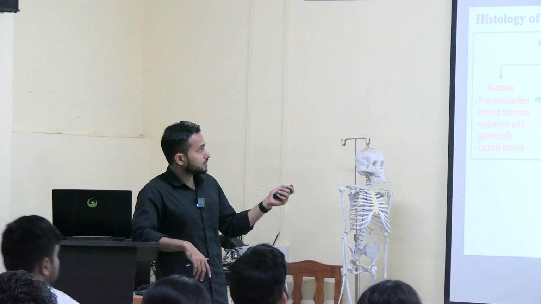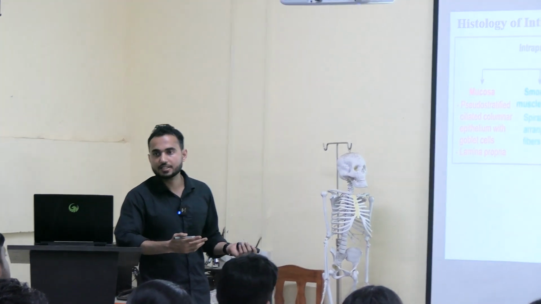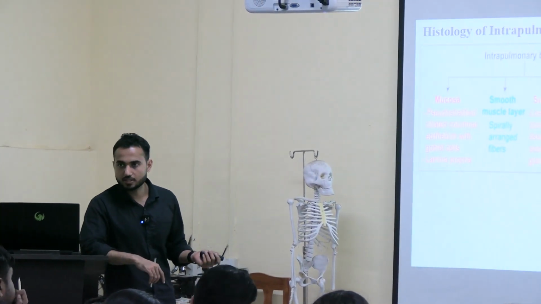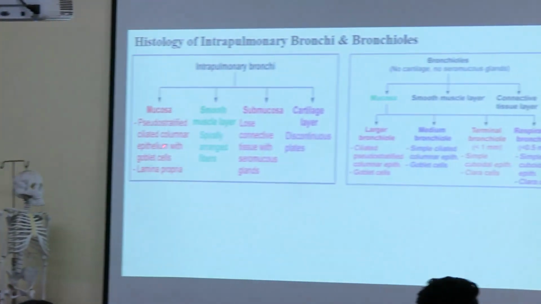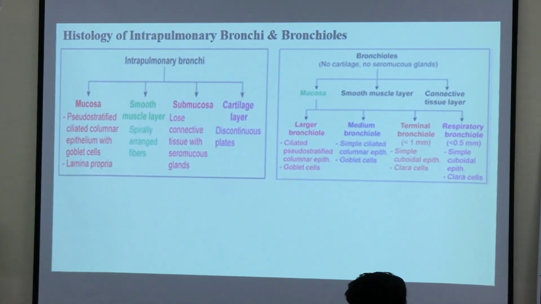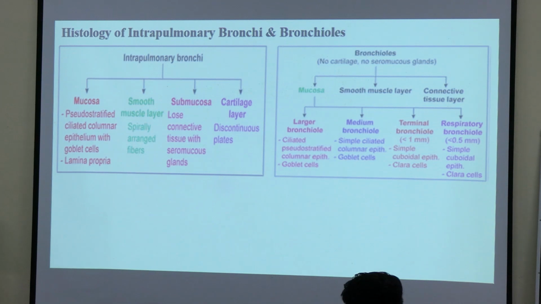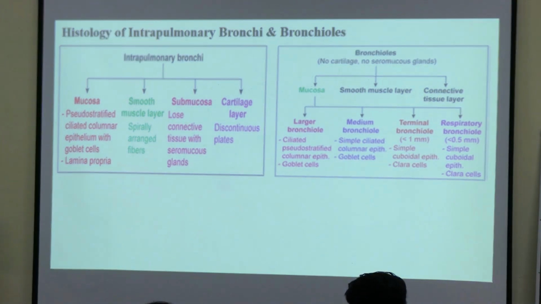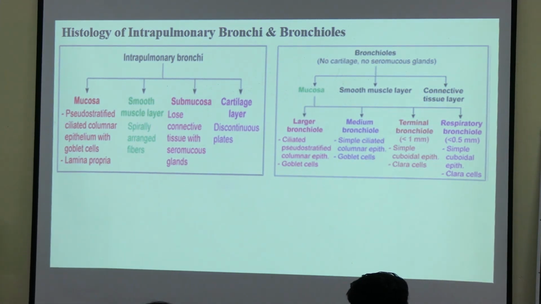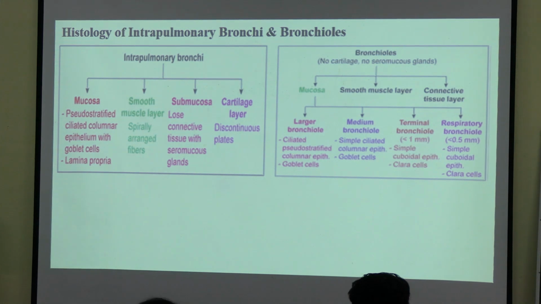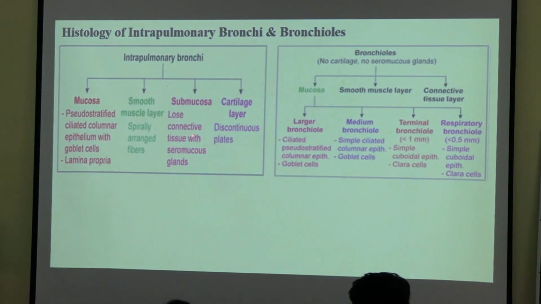So see, first mucosa is there. What is in the mucosa? Nothing but the lining epithelium, and below the lining epithelium, lamina propria as usual. Next layer you can see is smooth muscle, not submucosa. The smooth muscle layer has spirally arranged smooth muscle fibers. Next, submucosa is there, where loose connective tissue, along with seromucous glands, is present.